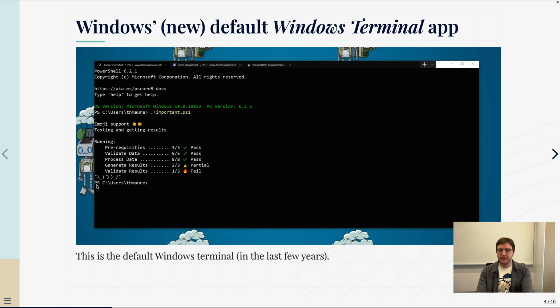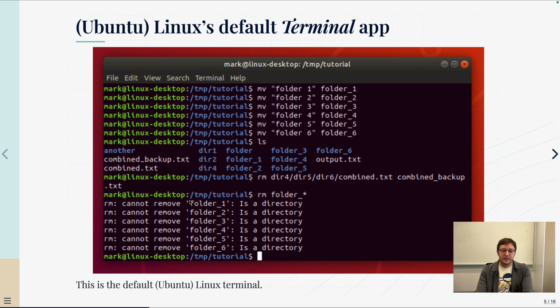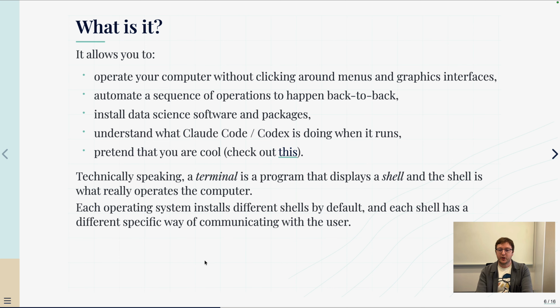On here we can see the prompt is telling us that the shell is PowerShell, and saying the current working directory is C:\Users\THMAURE. And on the Linux one, we get the username of the currently logged in user, the name of the computer, and also the full current working directory here before the $. So all of this is the prompt. You get a bit of context.